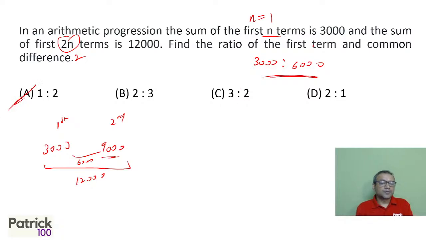That's the answer, right? First term is 3000, difference is 6000, second term is 9000, because total is 12,000, so 12,000 minus 3000, second term becomes 9000. So difference becomes 6000. So we want a ratio, first term and the common difference, which will be 3000 to 6000 or 1:2. So let's try to understand the concept used. Here we picked up any variable in the question, put simple values for the variable and tried to get the answer.